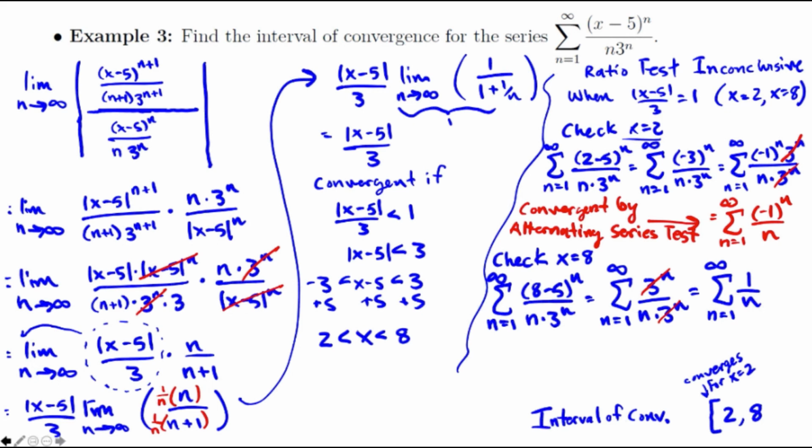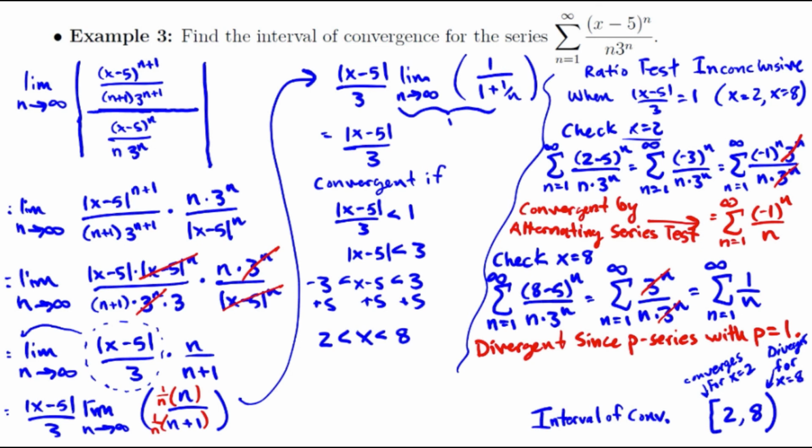I'm going to write that in red to make it abundantly clear here. So this is divergent since it is a p series with p equal to 1. And so because x equals 8 produces a divergent series, then we use parentheses there since it diverges for x equals 8.